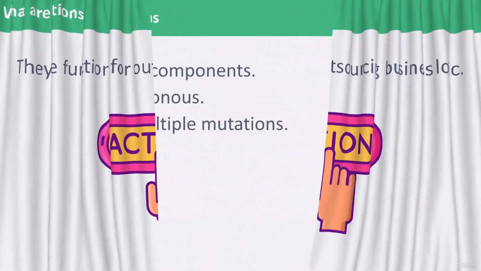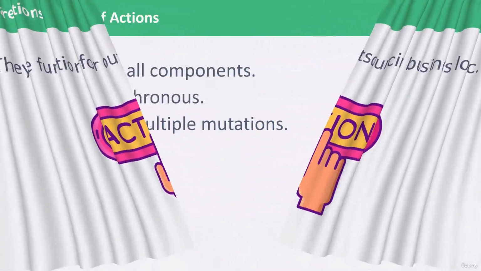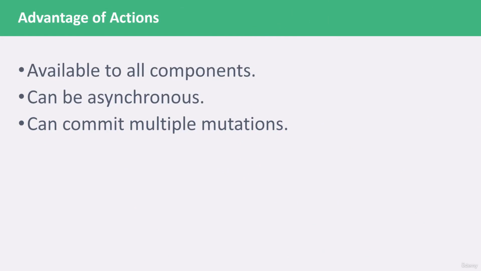There are advantages to using actions. Firstly, they are available to all components. In the register form component, any methods defined in the configuration options are isolated to the component. They can't be used elsewhere unless we pass down the methods as props. By using actions, they can be exposed to any component. Another advantage is that actions can be asynchronous. Since actions are not logged, there isn't a reason to keep track of them. Lastly, actions can commit multiple mutations. This can help reduce the amount of code you have to write.